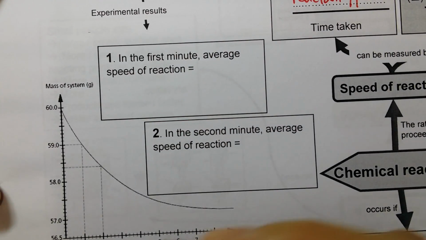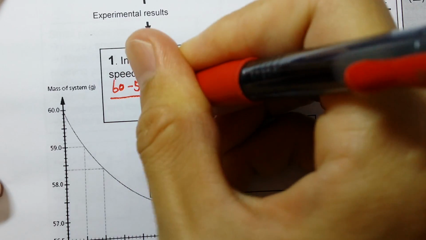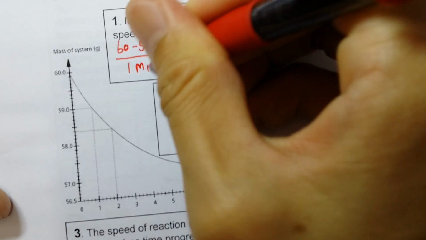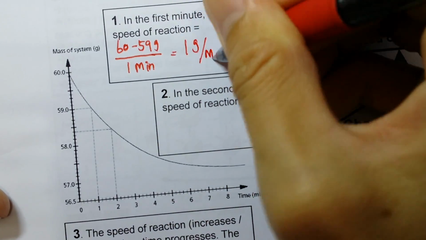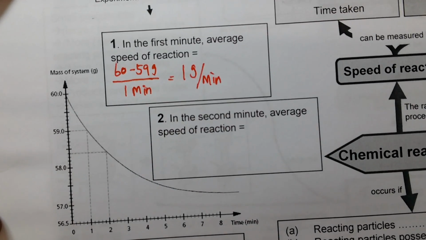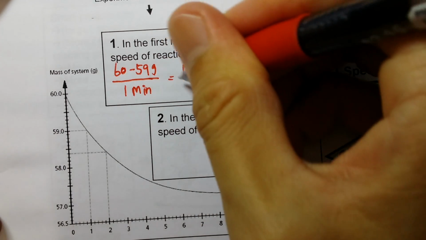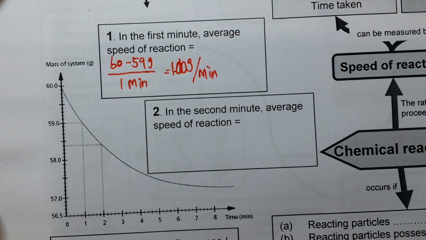So in the first minute, the average speed of the reaction would be 60 gram minus 59 gram over the time. The time would be 1 minute. So this is actually gram, and that would be 1 gram per minute. That is the average speed of the reaction. Now we should leave the answer in 3SF. That would be 1.00 gram per minute. That would be the average speed of the reaction in the first minute.